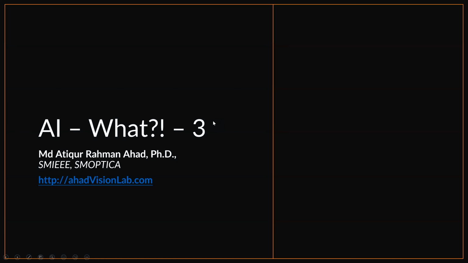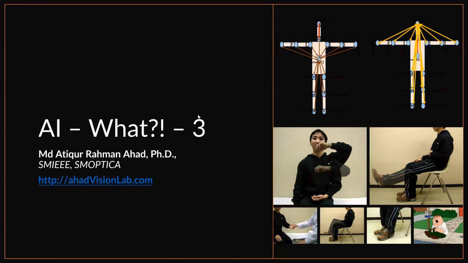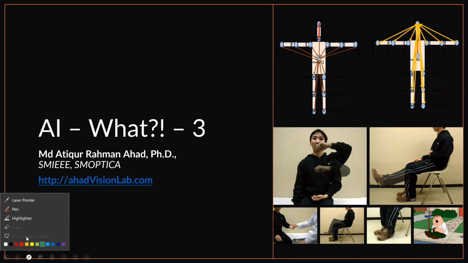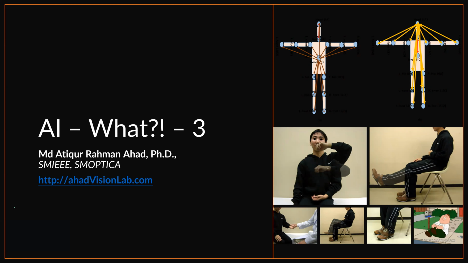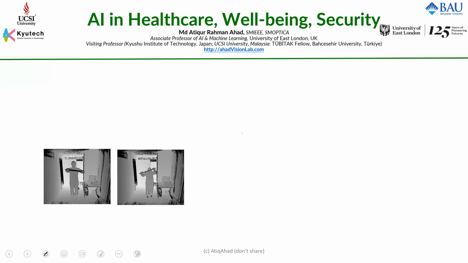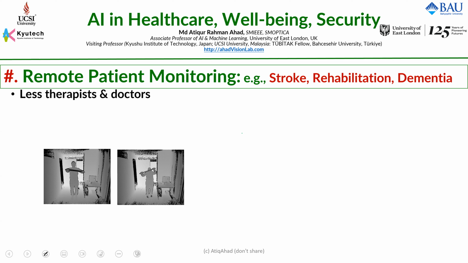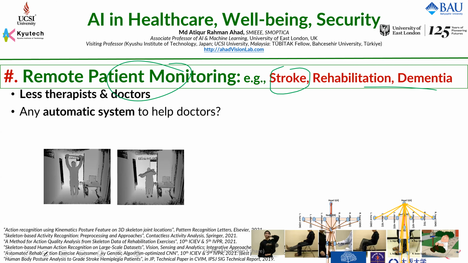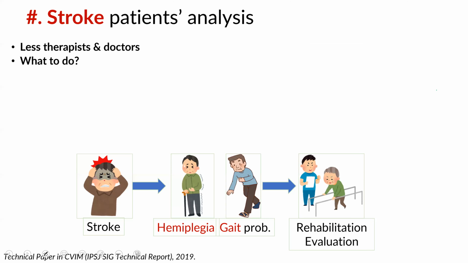Hello, everyone. So this is the other part. As you can see here, AI and applications and different things. In this slide, we'll see a little bit more: healthcare, well-being, and security, and many other cases where AI can be used. Now, remote patient monitoring; earlier we mentioned stroke, rehabilitation, dementia, and so on. Here we go into details.